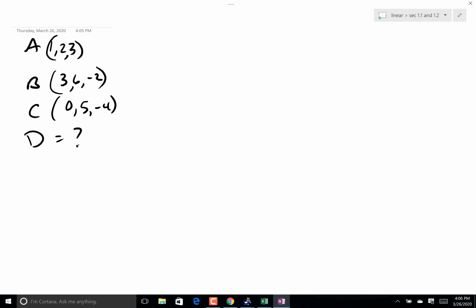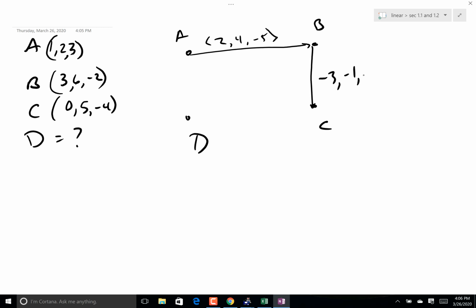Now, interesting. Okay, so what do we know? Well, we know that A, B, C, and D, we have to have opposite sides. They got to be parallel and congruent, right? So let's do this guy here. We go from A to B, it's 2, 4, -5, I guess. Is that right? That's the vector from there to there. And from B to C, we're going to go -3, -1, -2. And then C to D, oh, we don't know C to D, do we?